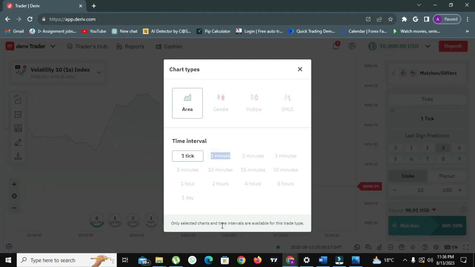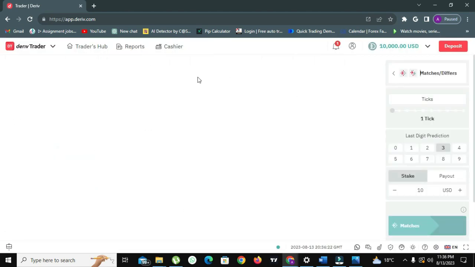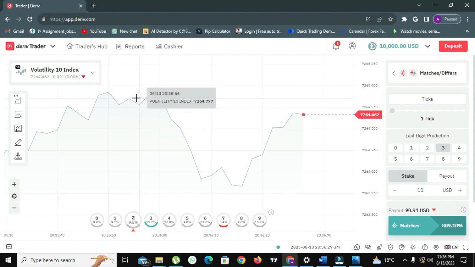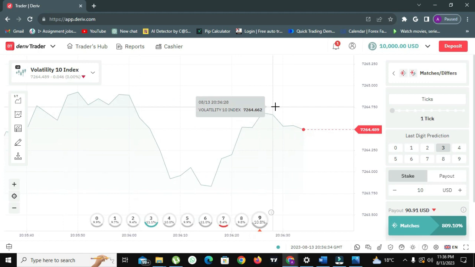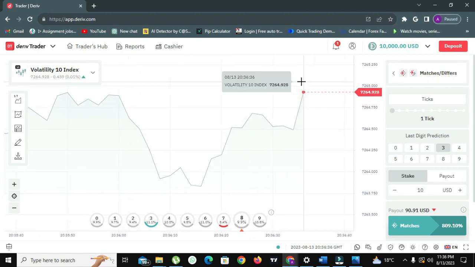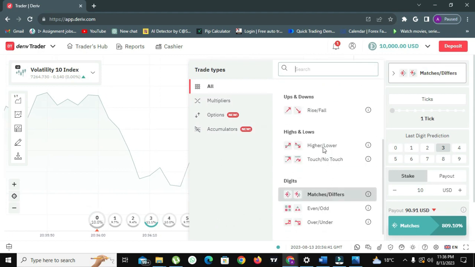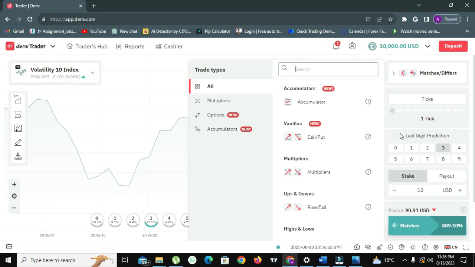Let's try volatility 10. Not showing. Anyway, either way, what you do is you predict with these indices. You can predict in different ways, mostly digits or others. There are many of them. There's digits, that is matches and differs, even and odd, over and under. We have higher and lower. All these are strategies you can use, that is, trade types.